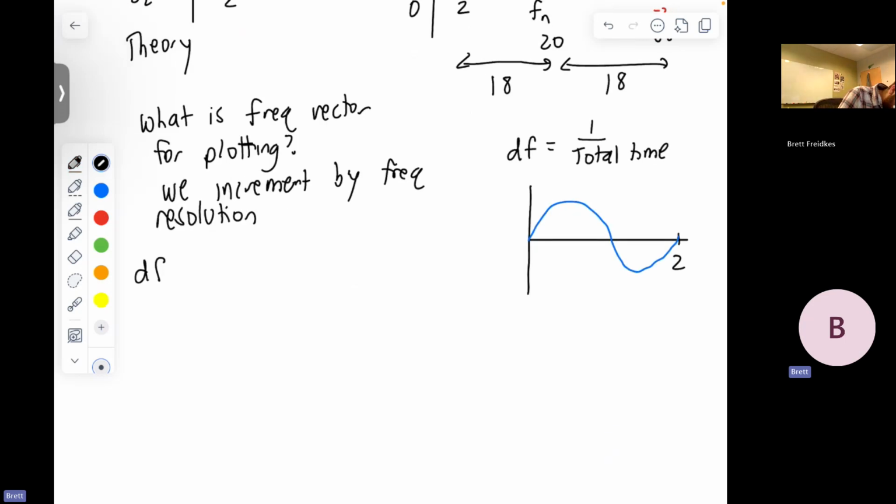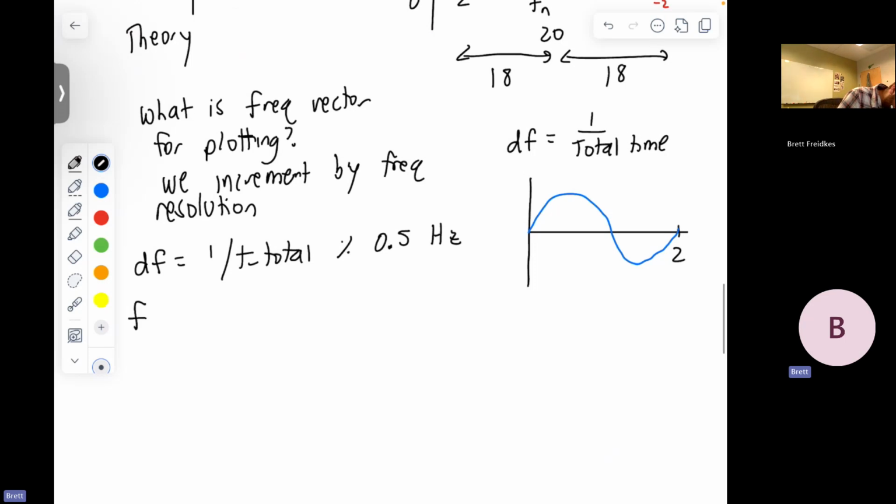So let's go ahead and define that. df is 1 divided by t total, I think is what I called it. And in this problem, this is 0.5 hertz. So that means we'll have f starting at 0, 0.5, 1, 1.5, and so on. And I'm going to define it as f plot so I don't confuse it with the other f's. This is going to start at 0. We're going to increment by this df. And we're going to go all the way to the sampling frequency.